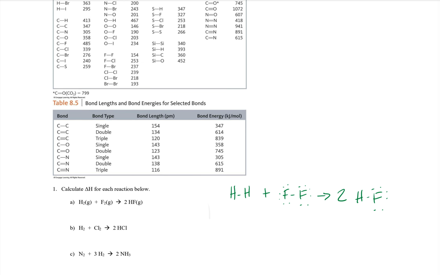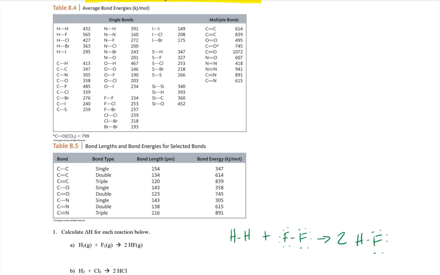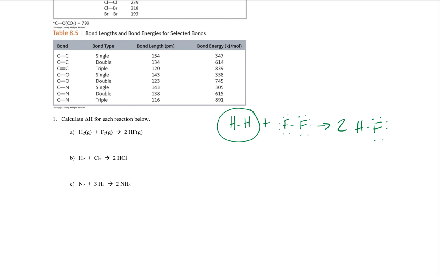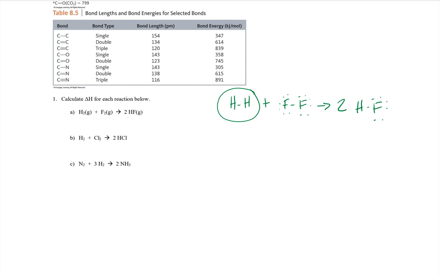So I'm going to use this data table above, and these are not numbers that I need to memorize. I will be given these values on tests and quizzes, and you'll have this available for homework assignments. So I'm looking for this bond right here, hydrogen to hydrogen single bond. It has a value of 432 kilojoules per mole. So for every 1 mole of hydrogen to hydrogen single bonds, it requires 432 kilojoules to break that bond.